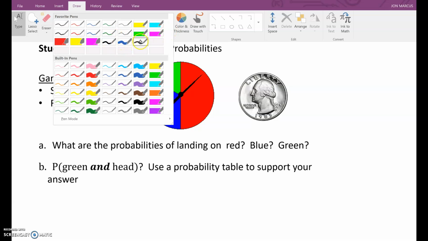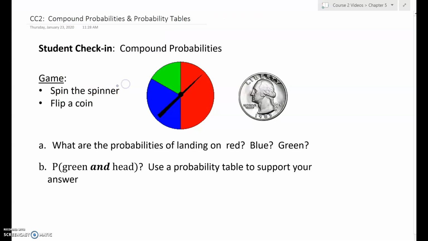So the first question, let me get a different colored pen. The question was about a game. In this game, you spin this spinner here, and you flip a coin. What's being asked is, what are the chances? What's the probability that you land in red? What's the probability that you land in blue? What's the probability of it being green? What we're really asking here is, what's the probability that you land in the green section here and you flip a head? So we're going to use a probability table to support our answer.